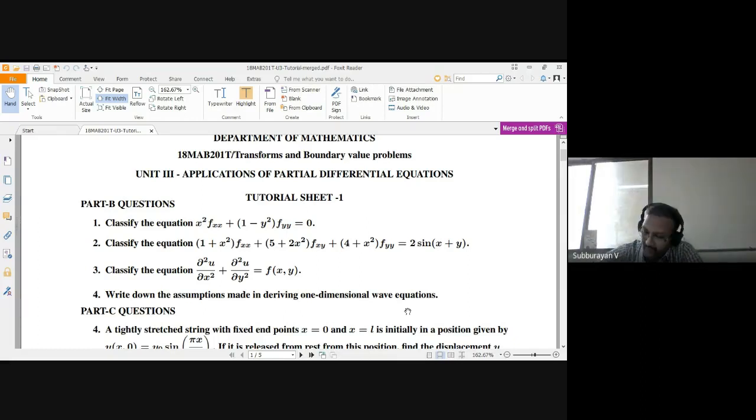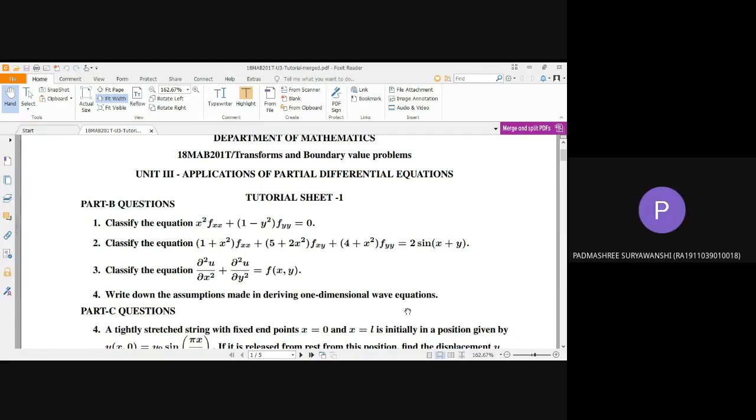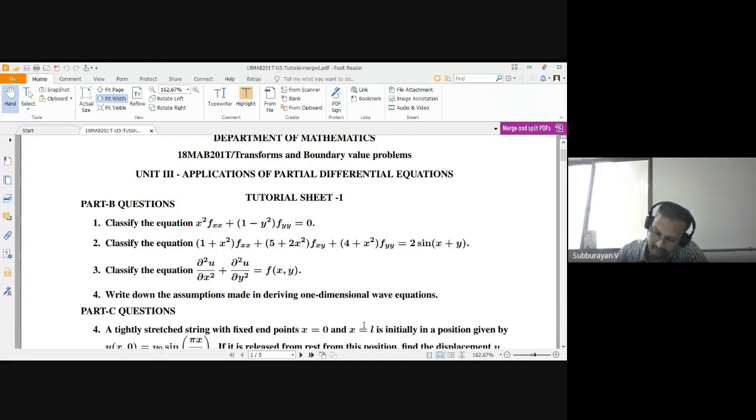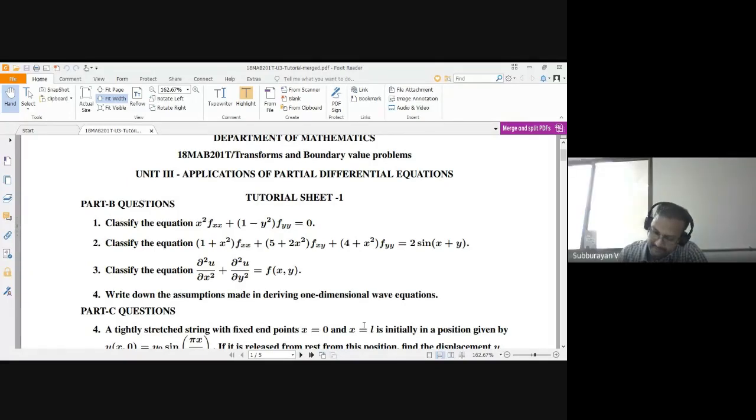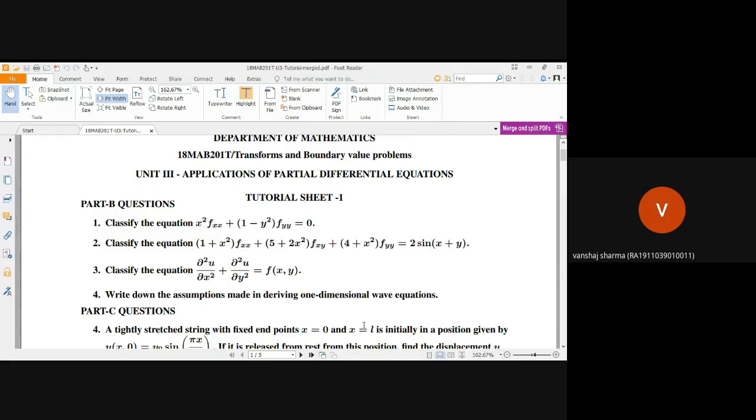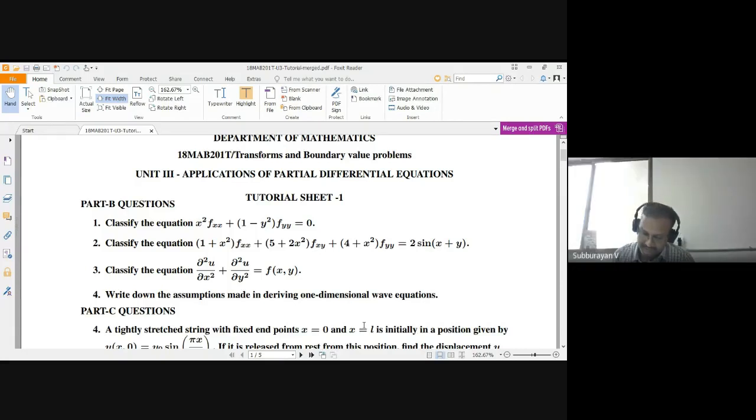Now tell me what is your a? 1 plus x square. And b? 5 plus 2x square. And c? 4 plus x square, sir. Okay, now tell me what is the expression for b square minus 4ac. You please do it and tell me the final expression.